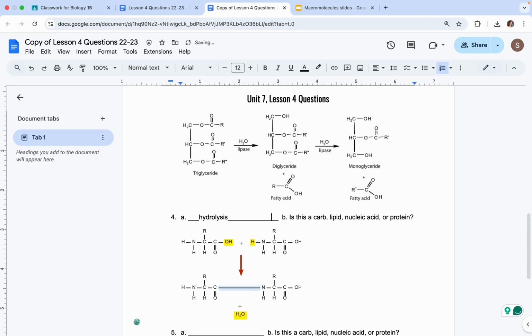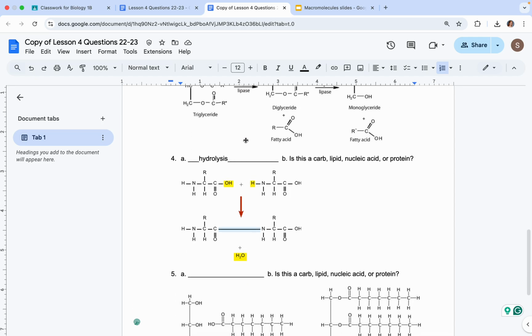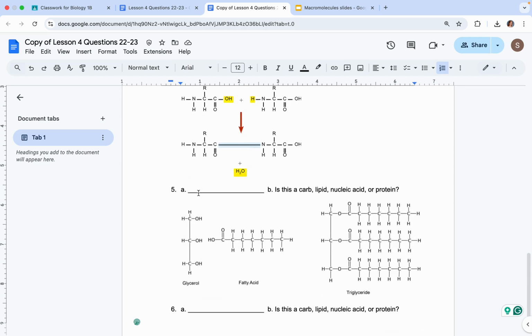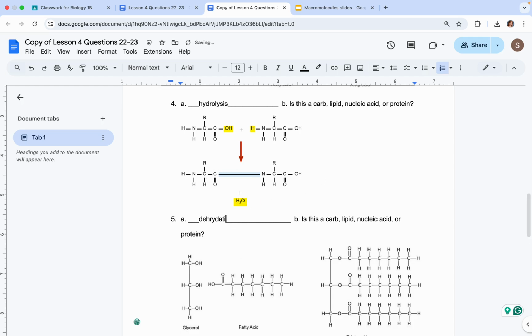That's how lipids are getting broken down using lipase, right? Something that breaks down lipids. And number 5, we have 2 molecules, and then by the end of it, we have 1 large molecule and a water. So this is going to be a dehydration reaction.